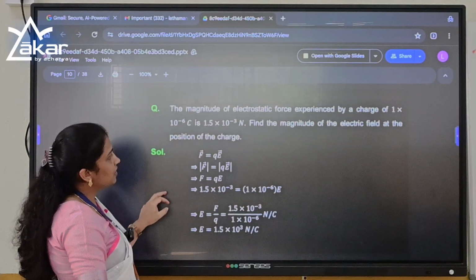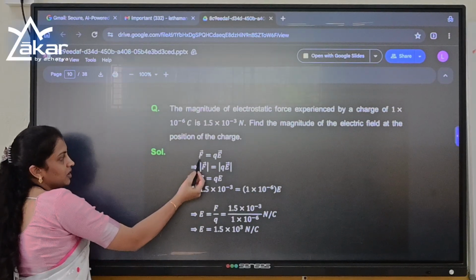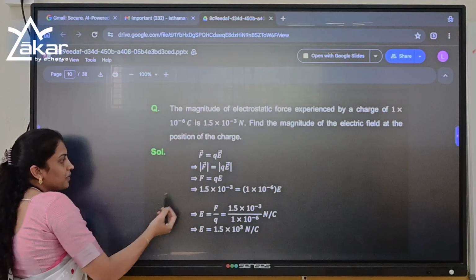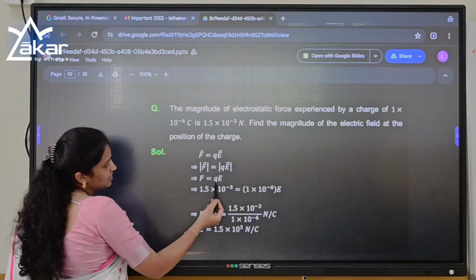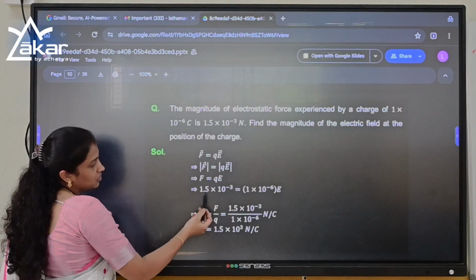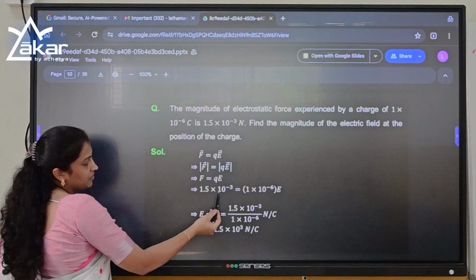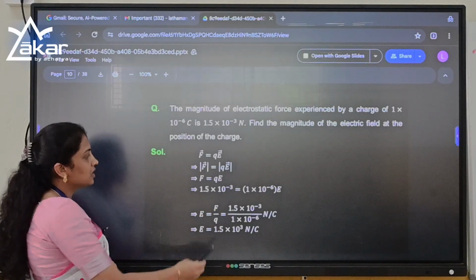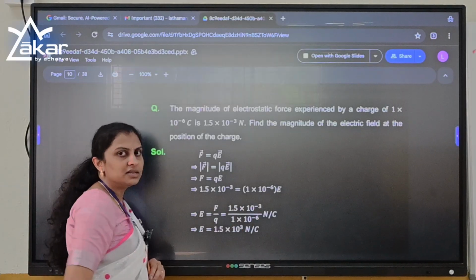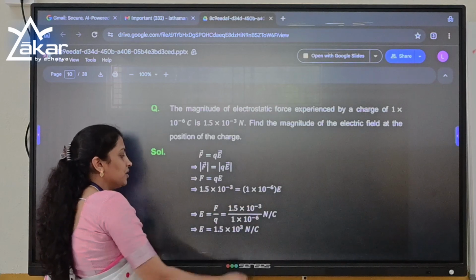We know the formula F = Q × E. So what is Q? What is F? They have given 1.5 × 10^-3 = 1 × 10^-6 × E. So we need to find the electric field.